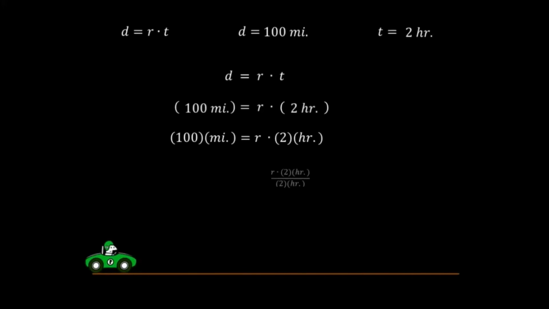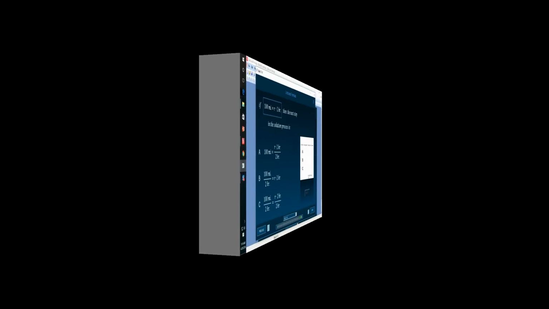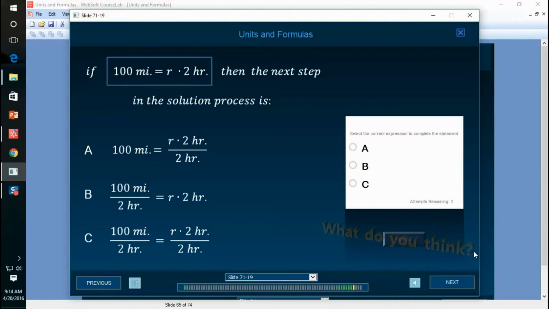So our next step will be we're going to divide the right-hand side of the equation by 2 times the hour unit, because we know that we'll eventually get the R all alone. But remember, we have to do the same thing to the other side of the equation. If we are at this point in the solution, then the next step in the solution process is which of the following statements? Correct. We divide both sides by 2 hours. Our answer choice is C.